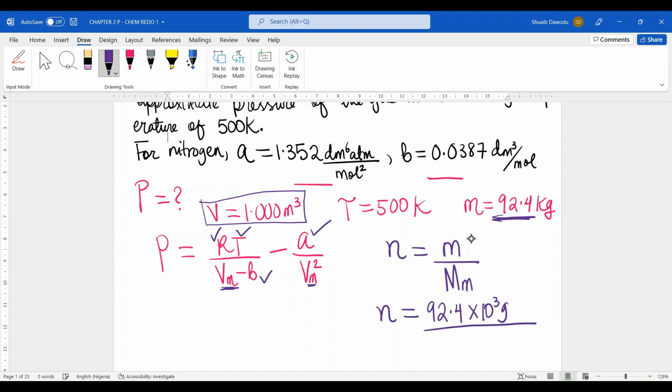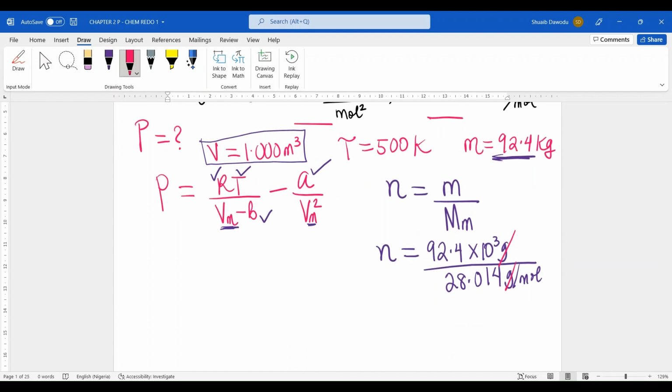The molar mass of nitrogen, which is N2 gas, is 28.014 gram per mole. So we can cancel out the grams: 92.4 times 10 raised to the power of 3 divided by 28.014 gram per mole. The number of moles is the numerator divided by the denominator, and when we do that, we get 3,298.351 mole.